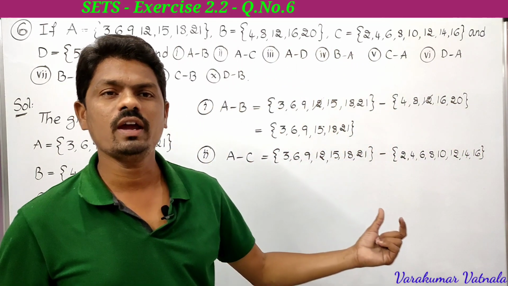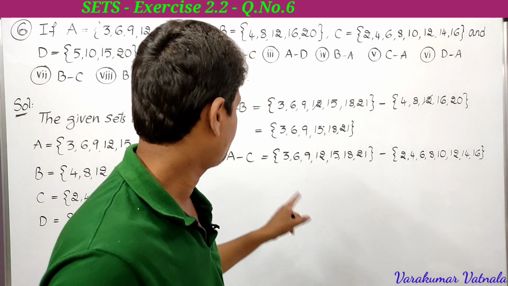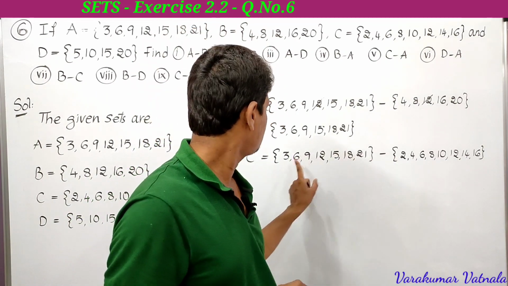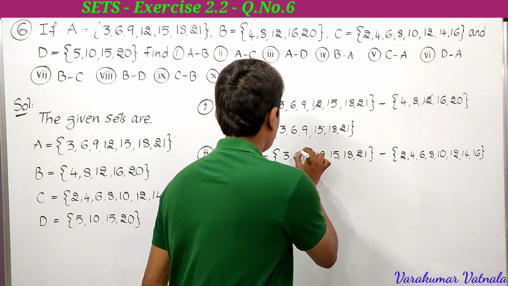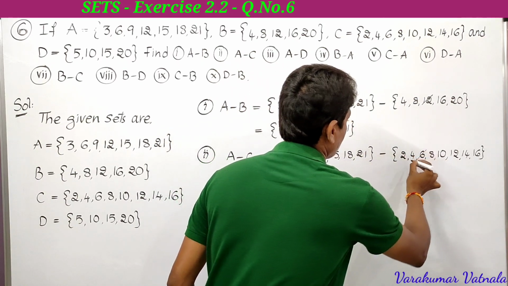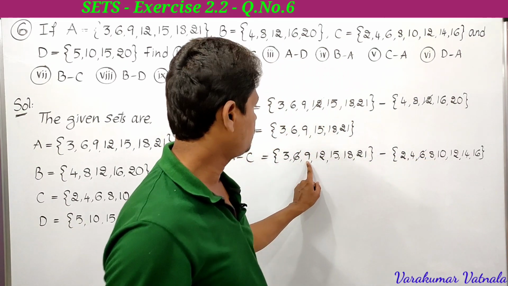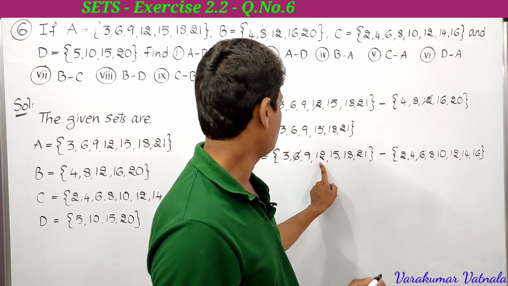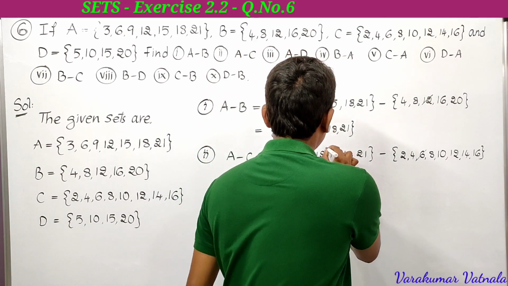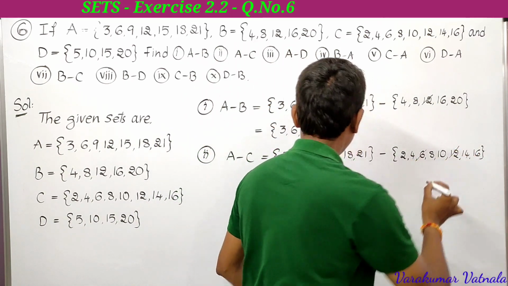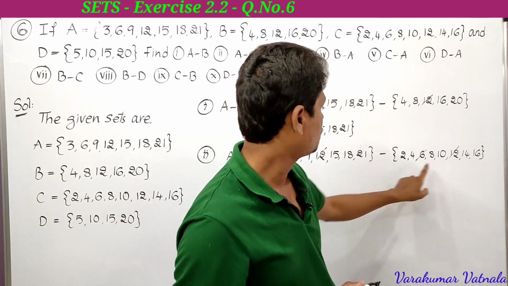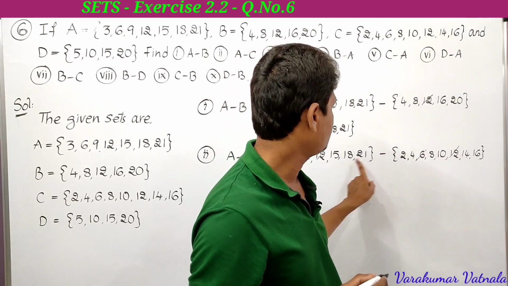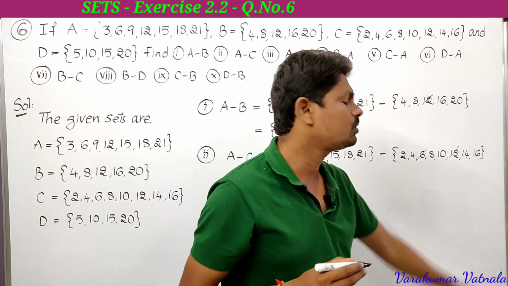So again we have to cancel the common elements. First you have to identify. 3 is there but not there in C. 6 is there. Yes, 6 is also there. So cancel the common element 6. 9 is there but here not there. 12 is there. Yes, here also 12 is there. So cancel the 12. 15 is there but here 15 not there. 18 is there, here 18 not there. 21 is there, 21 not there.